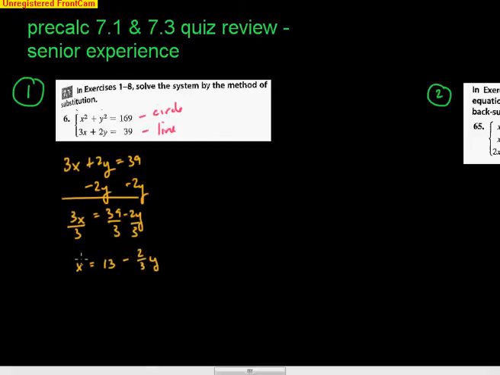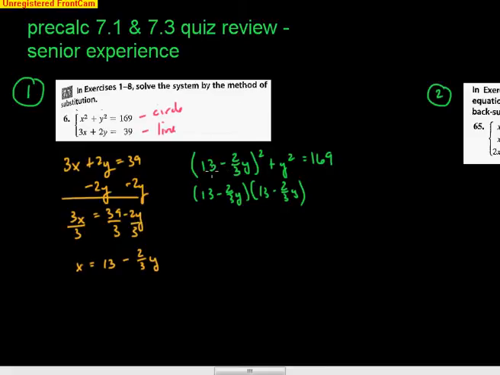That's gross, but again, this is grosser than what's going to be on your quiz, but we'll still work through it. So now this x goes in for x in the first equation. Okay, so I'll change colors here. So we're going to go (13 minus 2/3 y) squared plus y squared equals 169, and we're going to multiply out this binomial by itself. So that's what this squared means.